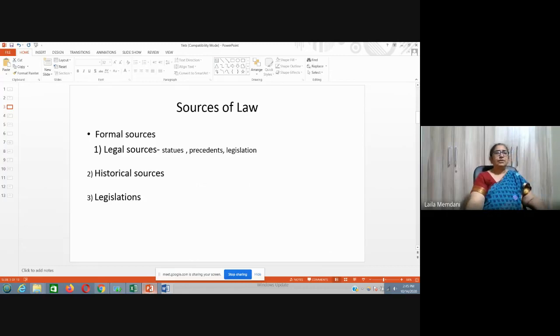Now, coming to the sources of law, the sources of law are formal sources. Formal sources are legal sources like statutes, precedents, and legislation. Then there are historical sources also, like Manusmriti in India, Roman law. Legislatures in all the countries make laws. In India, we have at the state level legislative assemblies, and at the central level we have parliament which makes laws.